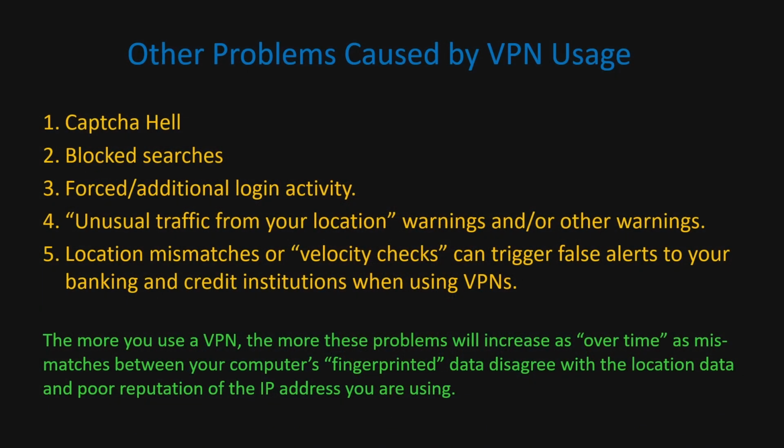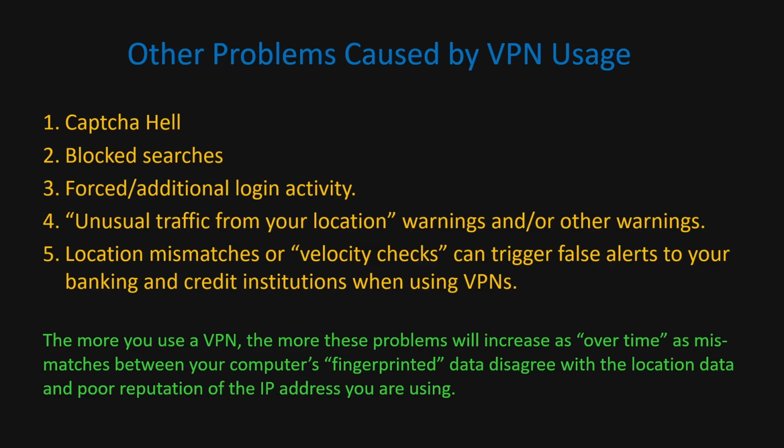On your screen right now are some of the things you could run into when you do use a VPN frequently. CAPTCHA hell, which is what I call it whenever you just get prompted over and over and over for CAPTCHAs, even for simple Google queries. Sometimes Google will just outright block the search. They won't complete the request. If you get some additional or forced login activity above and beyond the normal procedures with some of your accounts, that's a sign where they have begun to lose trust with your account.